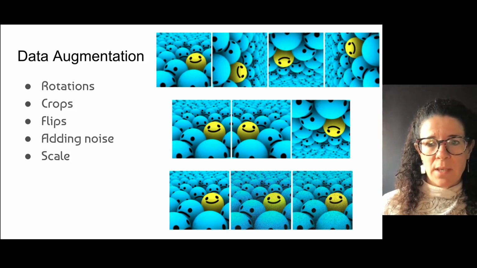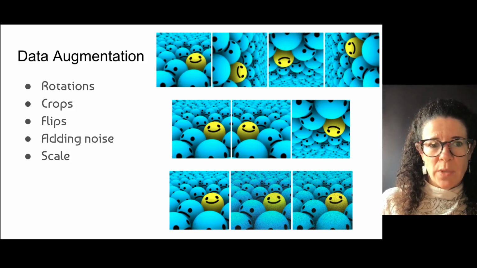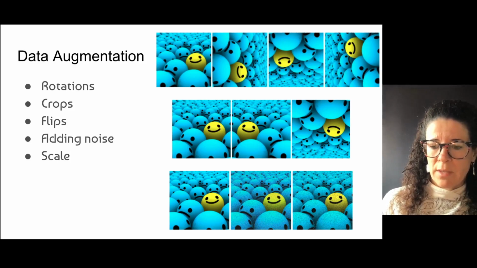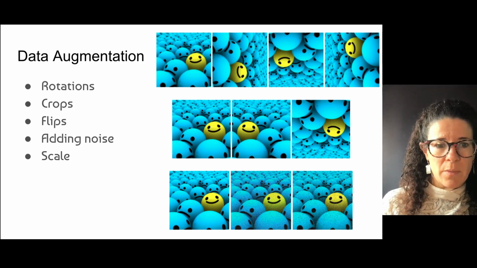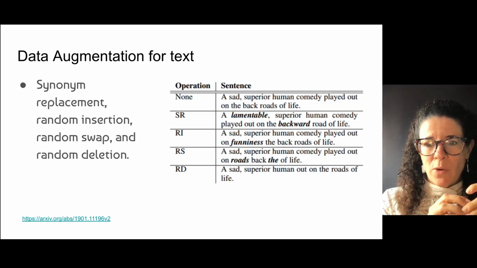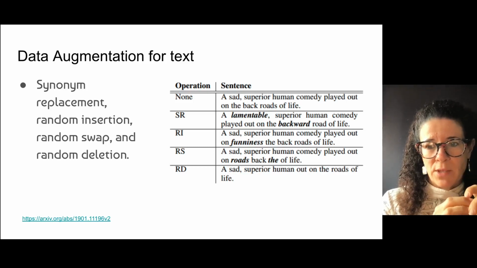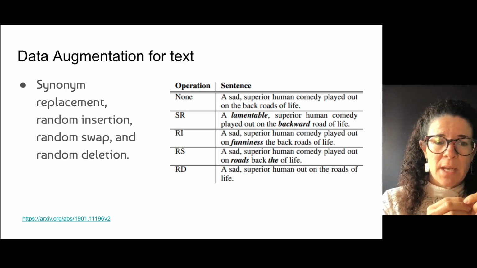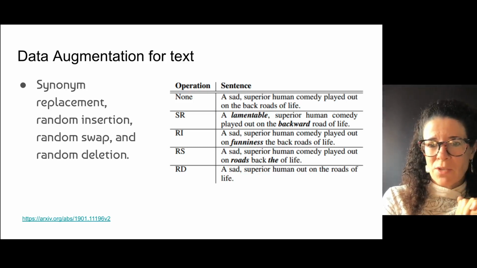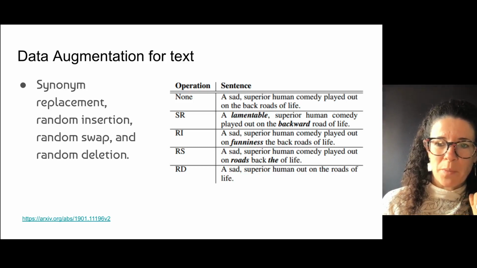Here are some of the augmentations that you can use. We can use rotation, crops, flips. We can add noise. We can do scaling in different ways. People have also thought about how to do the augmentation for text. It's a little bit more difficult, but you can think about synonym replacement, random insertion, random swaps, random deletions, and things like that. So this is one way to do it.